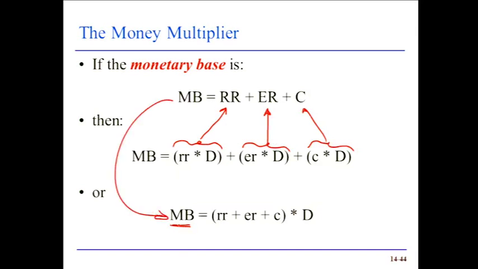Notice what we have then. The monetary base is a function of deposits, dependent upon what the required reserve ratio is, set by the government, excess reserves, determined by the central bank, and the currency holding ratio, determined by the public. Now, it turns out at this step, we actually don't want the monetary base.